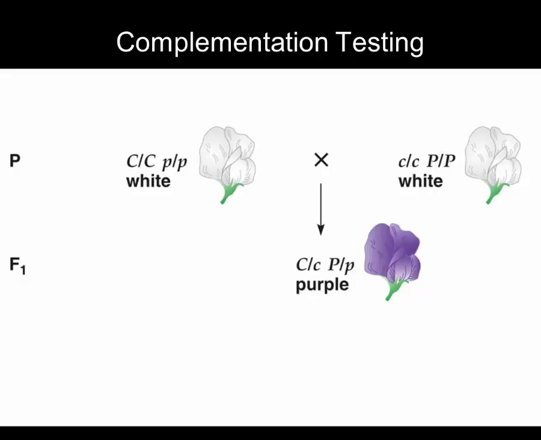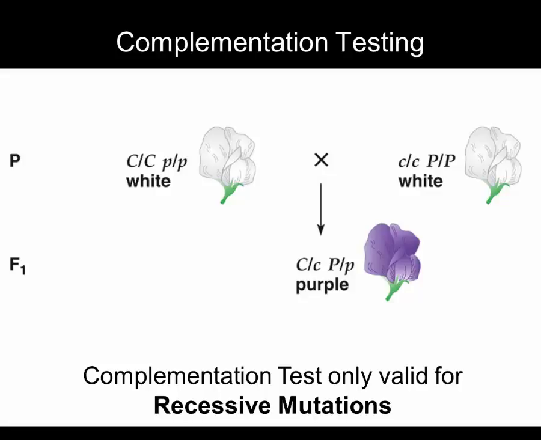When two mutant white flowers are crossed, the offspring can be the wild-type purple color as long as the parents have mutations in different genes. Though one important thing to note is that this only works if the mutant phenotype is caused by recessive mutations. If the mutations were dominant, the heterozygous offspring would still have the mutant phenotype.